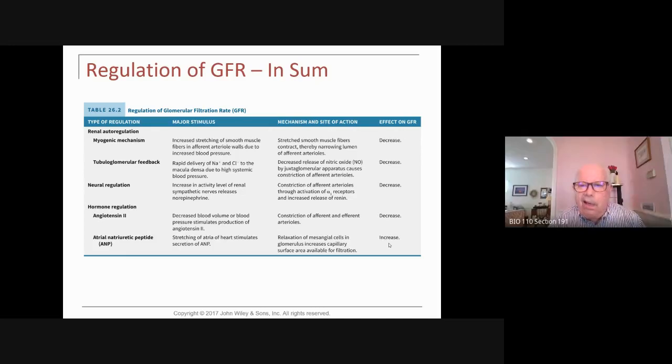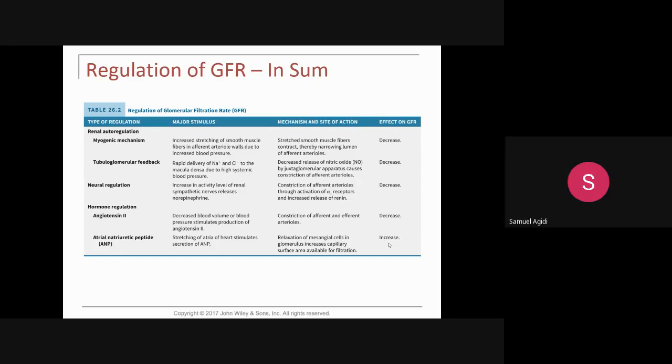Increase? Yeah, it increases. Does everybody understand that concept? You drink more fluid, you make more urine. Making more urine means that your GFR has been increased. Okay? Yeah, that makes sense.